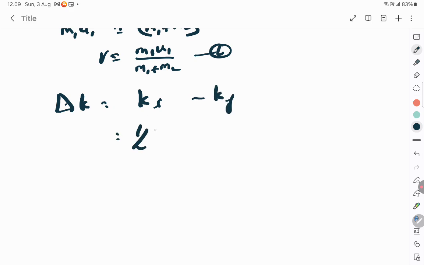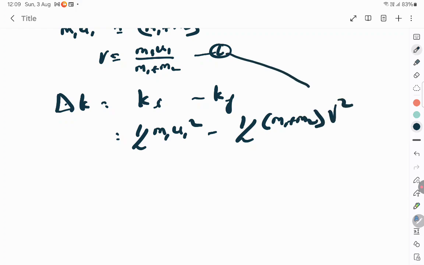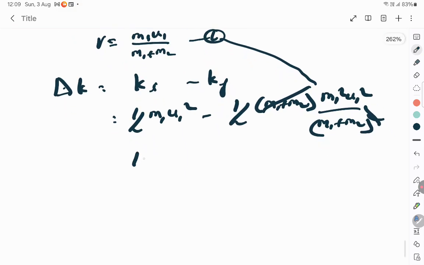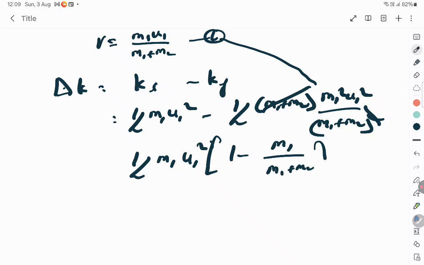K initial is half m1 u1 square, because only the smaller body is moving, the bigger body is static. Minus k final, which is half of m1 plus m2, because both the bodies are moving together with the velocity v square. But instead of v square, I can substitute this v, so it will become m1 square u1 square by m1 plus m2 the whole square, where the square gets cancelled. You can take half and an m1 outside, and a u1 square also outside. You will get 1 minus m1 by m1 plus m2.